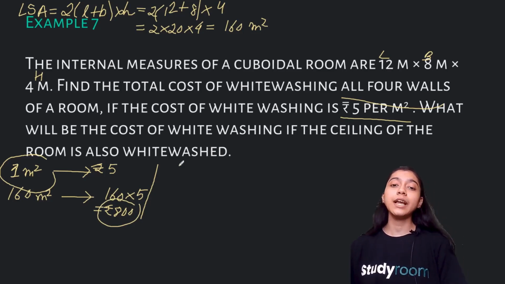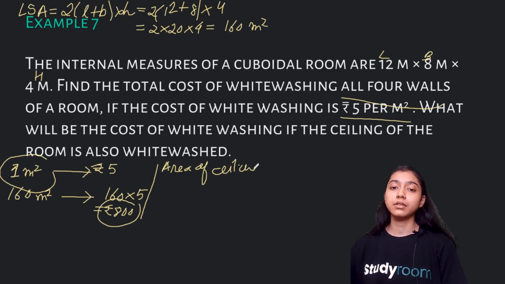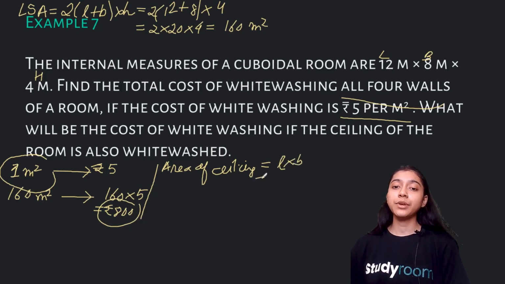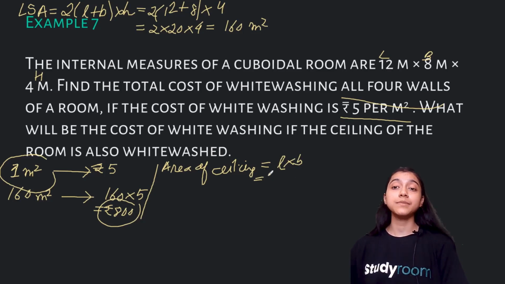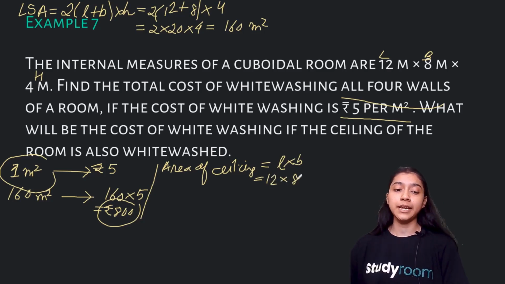So first we have to calculate the area of the ceiling. So area of ceiling will be equal to length multiplied with breadth, because the ceiling is ultimately rectangular in shape. So we have 12 multiplied with 8, which gives us 96 meters square.